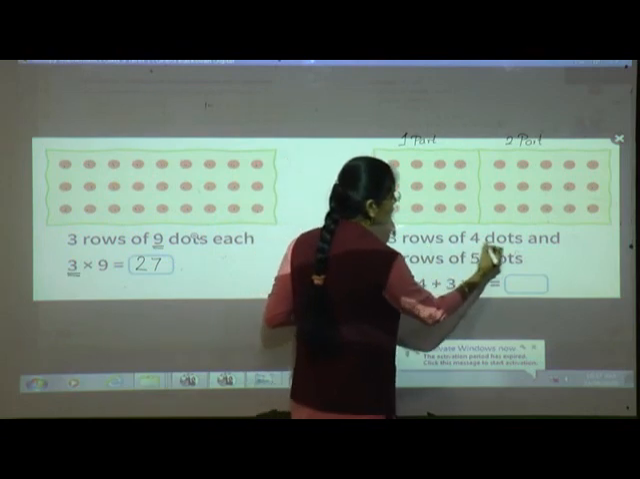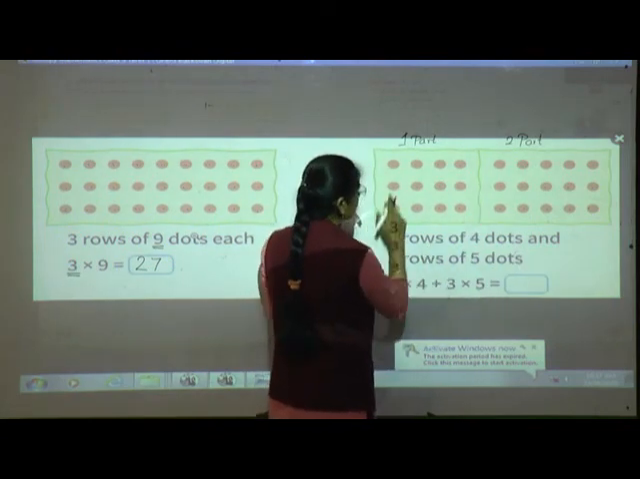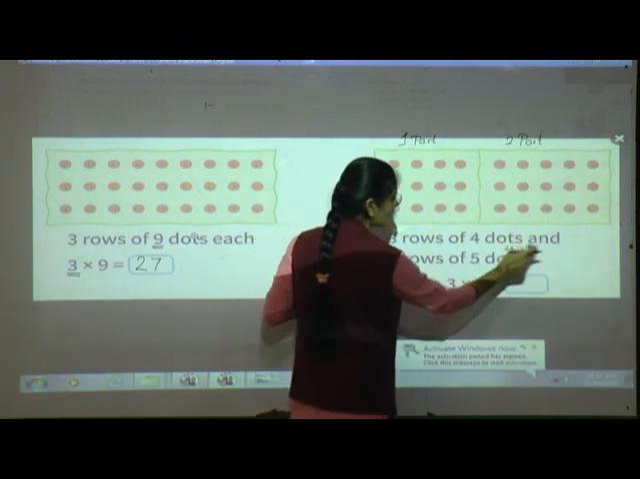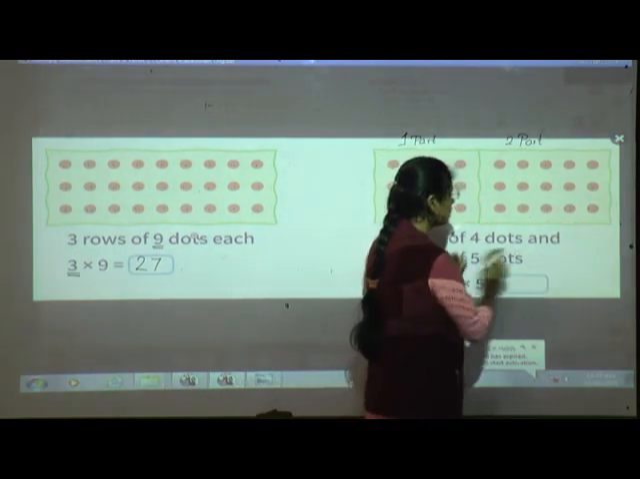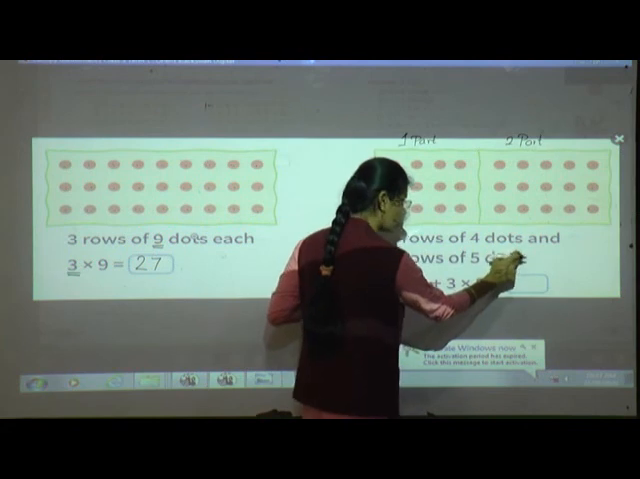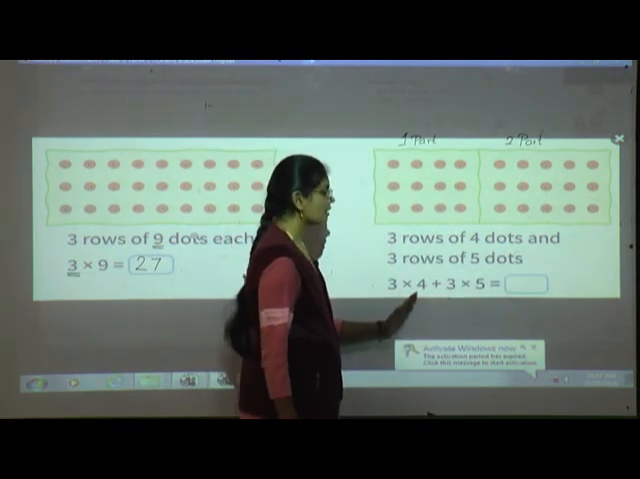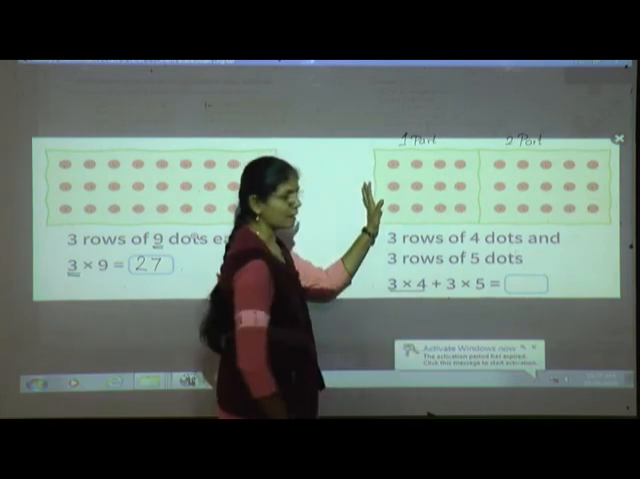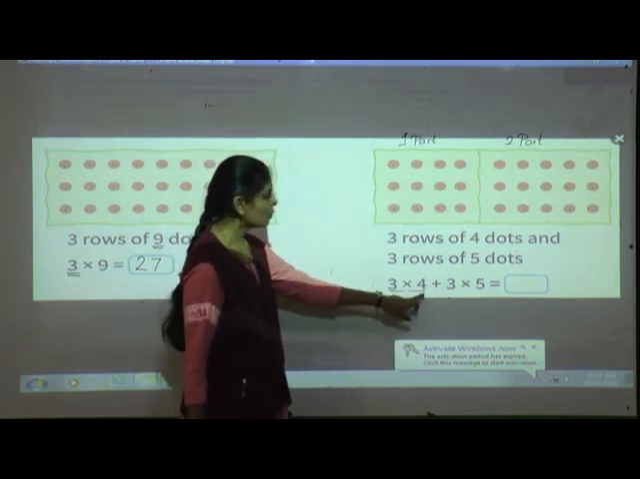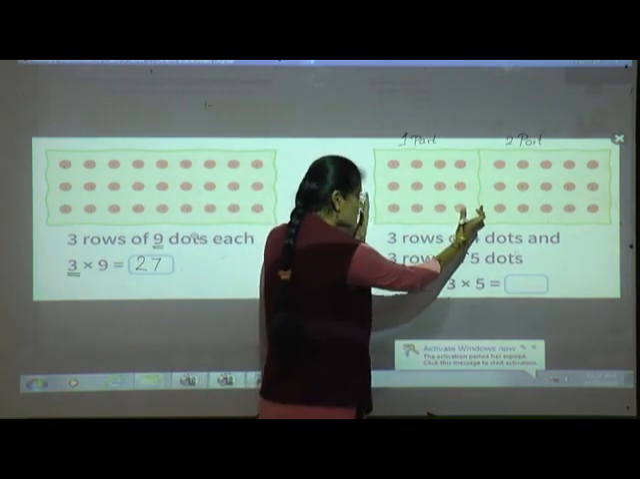Okay, so see the sentence. 3 rows of 4 dots means this part. 3 rows of 4 dots and 3 rows of 5 dots. In part 2, 3 rows of 5 dots. So how can we write this sentence? 3 into 4, this is about the first part. Why?